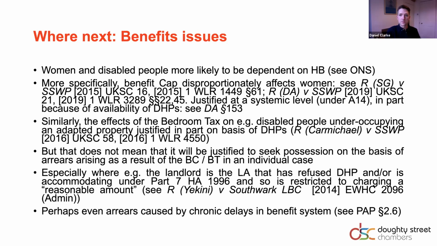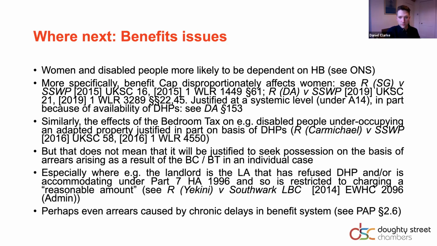So they said it's a legitimate choice of the government to introduce a measure that cuts people's benefits and will disproportionately do that to women or to disabled people, say. But that gap, it's appropriate to leave that gap to be covered by discretionary housing payments. But those decisions about the systemic level don't mean that it will be justified for individuals to suffer the negative consequences of those measures.